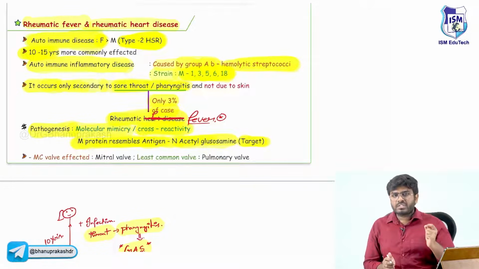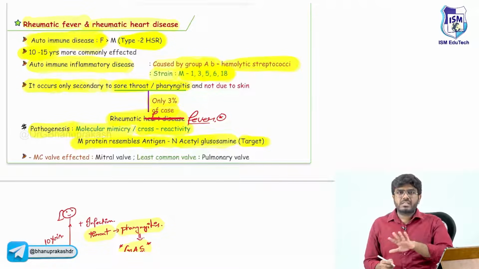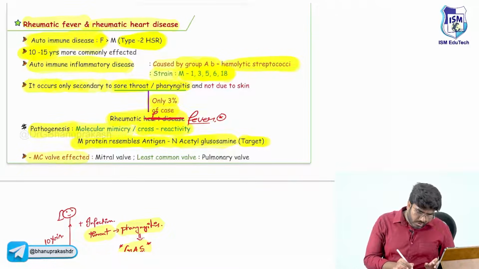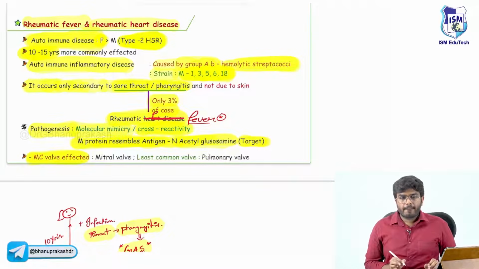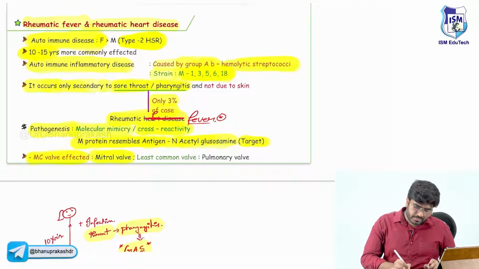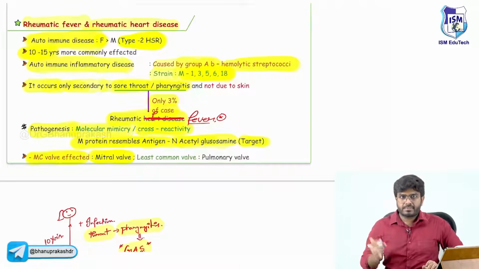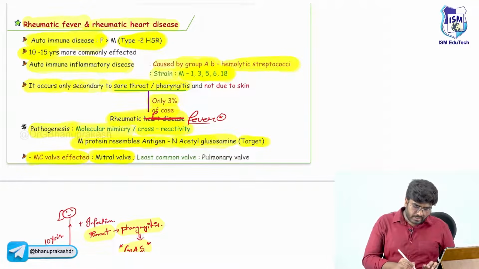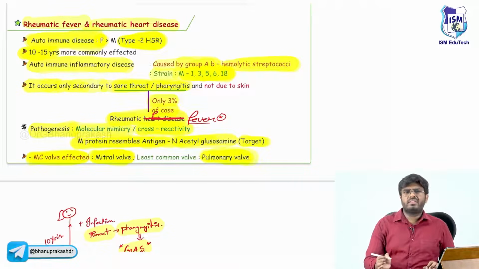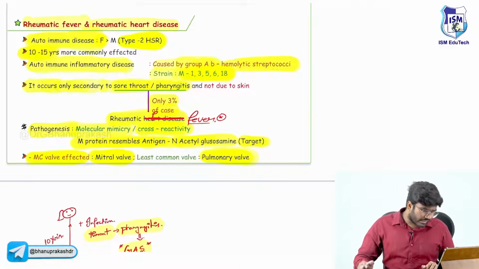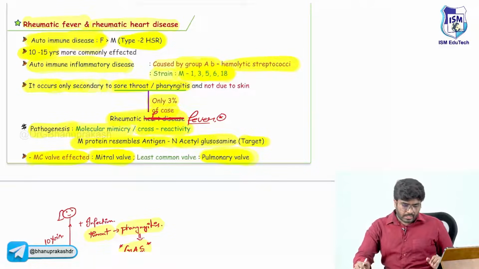This is a question that will come in your exam. In FMG exams, they will ask: what is the most common valve affected in rheumatic heart disease? The mitral valve. This question was asked almost 5-6 times. Which valve is not affected? The pulmonic valve. The pulmonic valve is almost not affected, the least affected.